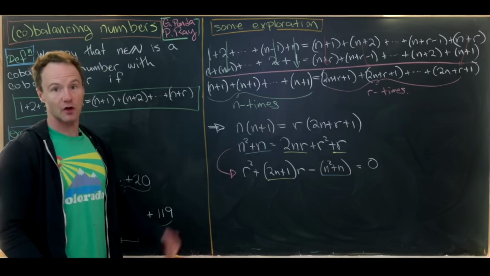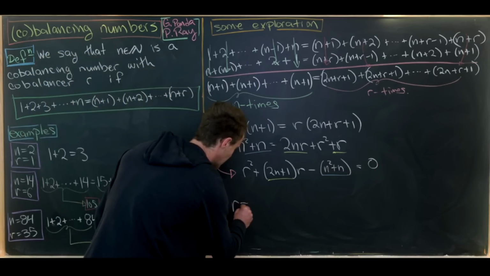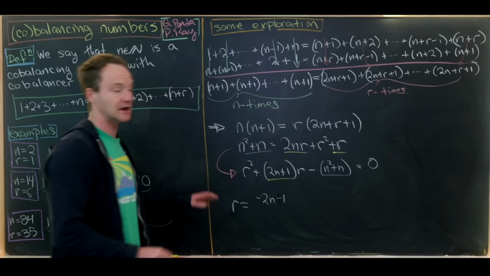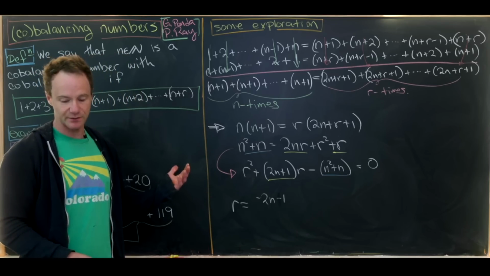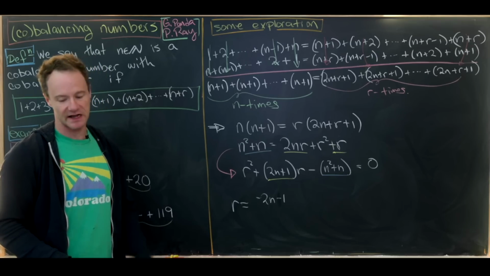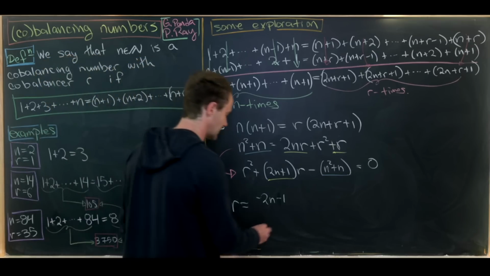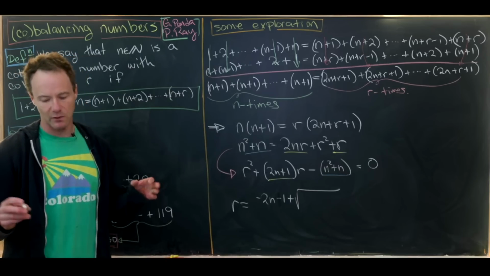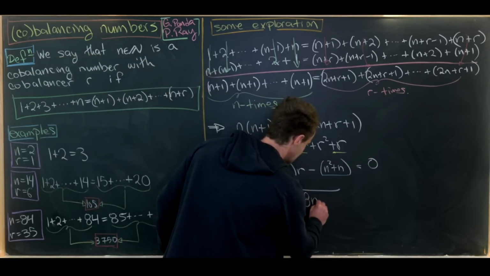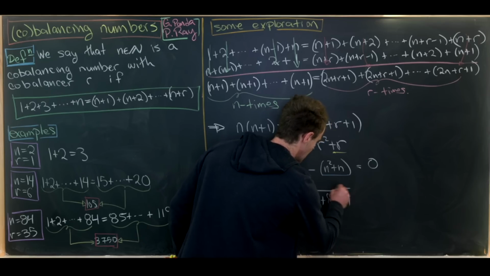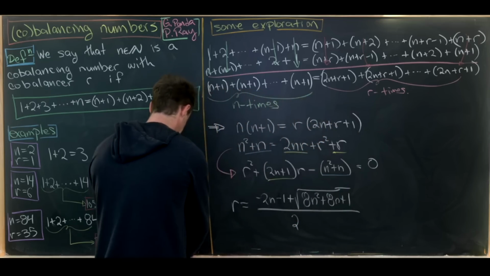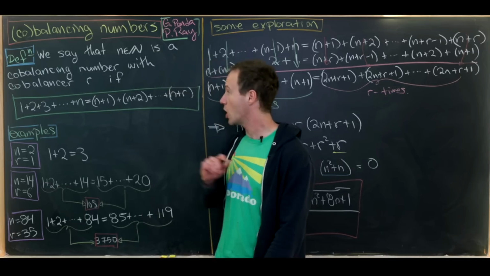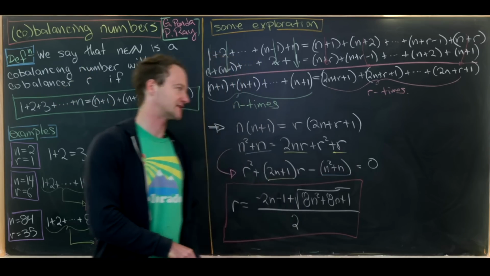And now from here we can apply the quadratic formula, and that'll leave us with r equals negative 2n minus 1, and then plus or minus the square root of stuff. But in this case we only need the positive square root, given that r has to be a positive number, and otherwise we would get a negative number. So that'll be plus the square root of b² − 4ac. I won't do the calculation out, but we'll end up with 8n² + 8n + 1. And then this is, of course, all over 2. So like I said, that gives us a formula for our co-balancer in terms of our co-balancing number.